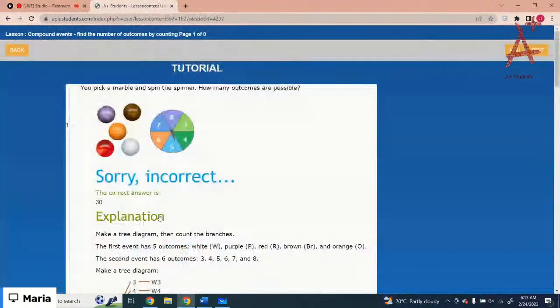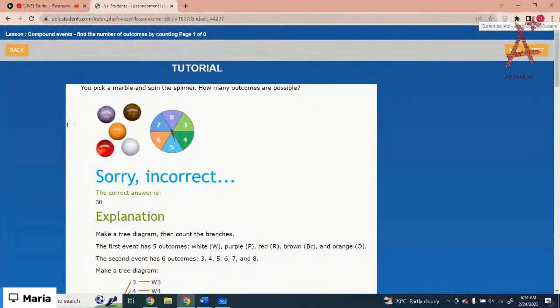Compound event means you have more than one event. Got it? Now you have two events. Just look at the question carefully. One of them is the marbles: you pick a marble, and the other one is you spin the spinner. They are two different events, the marbles and the spinner. Got it? How many outcomes are possible?